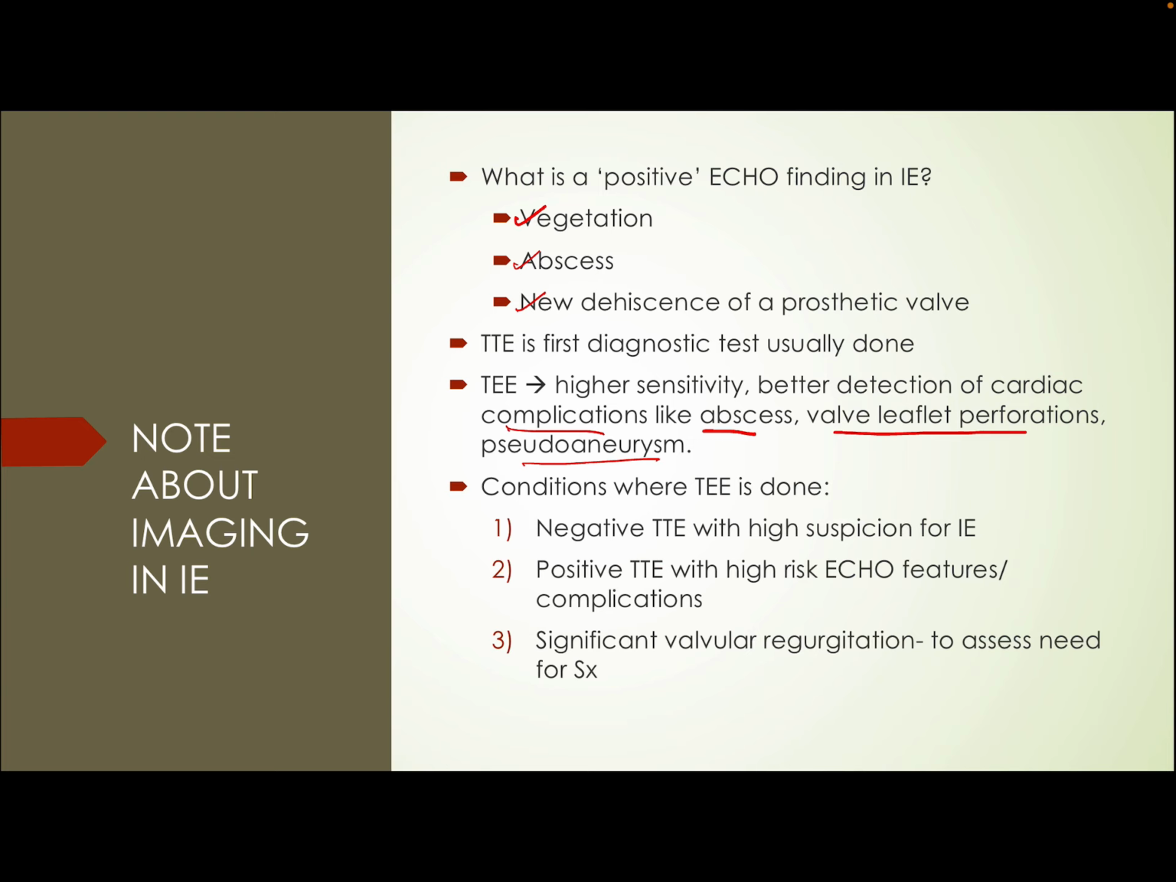And there are a few conditions where we prefer to do a TEE. So first is, as I've mentioned, if the TTE was negative but I still have a very high suspicion for IE. If the TTE was positive but there are very high risk echo features or presence of complications which I want to look into further. And also, if I see that there is very significant valvular regurgitation and I'd like to assess the need for surgery for the patient, in those cases as well, we will go for a TEE.